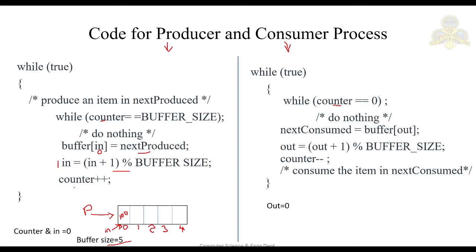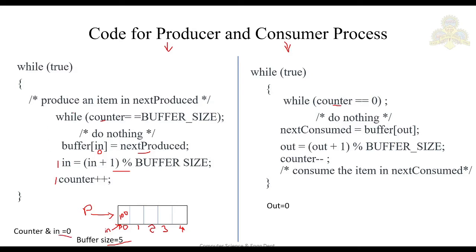And what is your counter value now? By default it was 0, right? Counter plus plus, that means counter is equal to counter plus 1. That means right now your counter value is 1 after performing this operation. So we'll go back and traverse this for the second time. Why? Because we have to traverse 5 times, because the buffer size is 5. Now these values, counter and in, have been updated to 1 and 1.